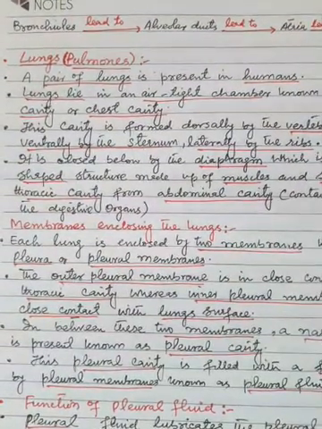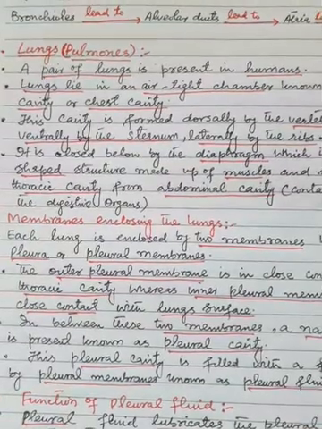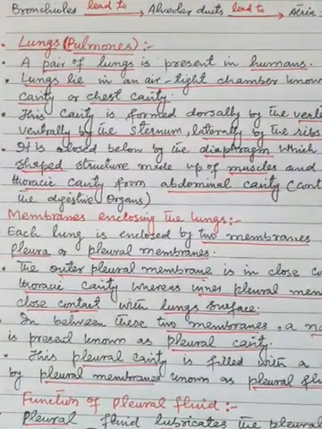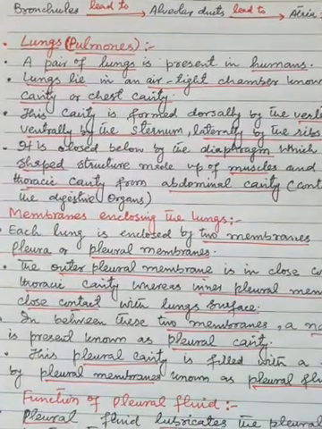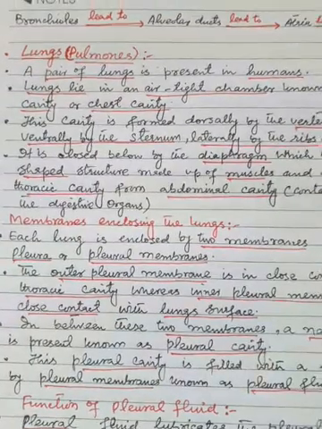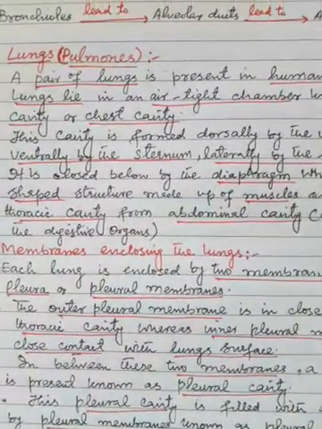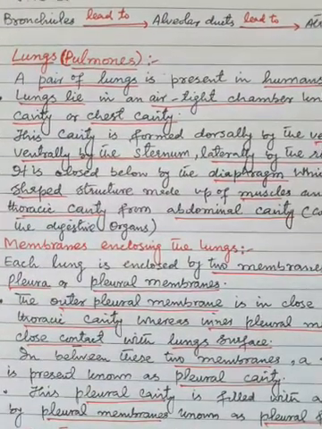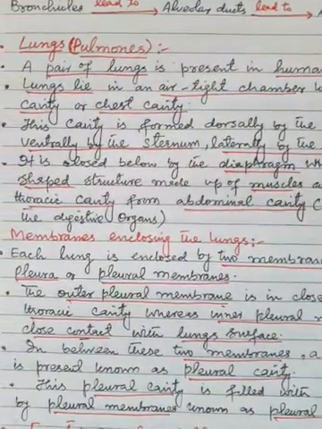Today we are continuing our offline class with the human respiratory system, and today we are going to discuss the main organs of the respiratory system, that is the lungs. Lungs are also called pulmones. A pair of lungs is present in humans.